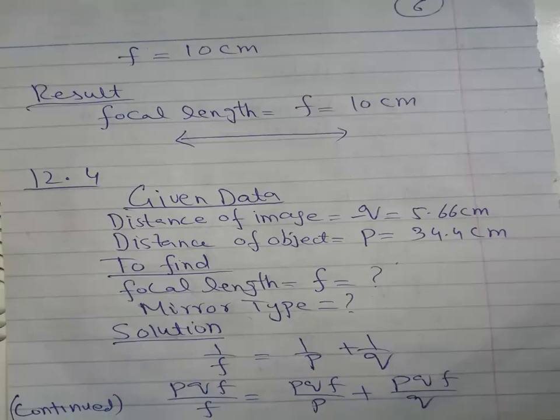In this numerical, he asks us to find the focal length and the mirror type. So what is given to me? The image distance is q, which is 5.6 centimeters, and the distance of the object is 34.4 centimeters. The focal length is f.